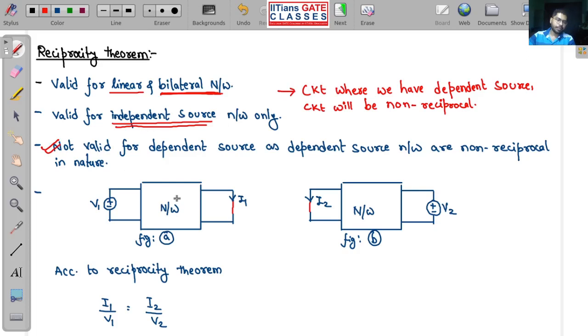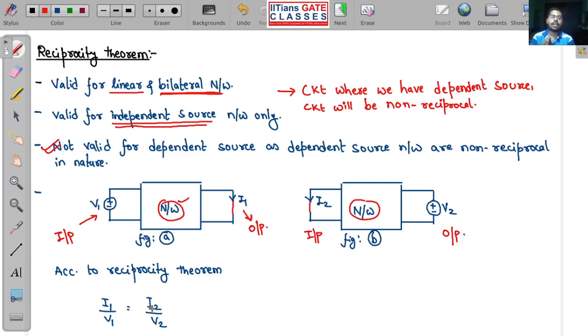Suppose you have a network A. This is your input, and this I1 is your output. Now you take the same network, so this network and this network are identical. Now if you interchange the input and output, I2 has become your input and this V2 is now your output. So your ratio of input by output, or ratio of output by input, in both cases will remain the same.